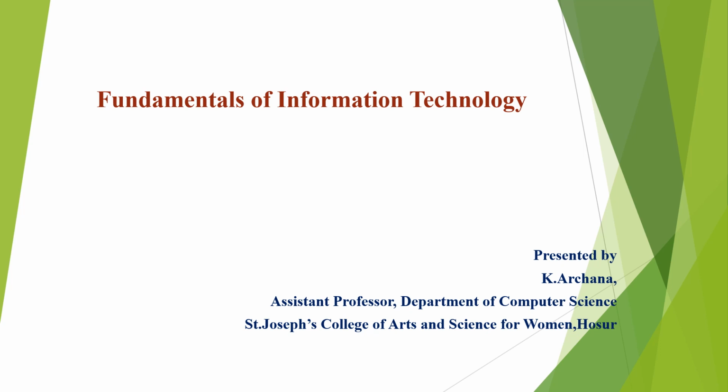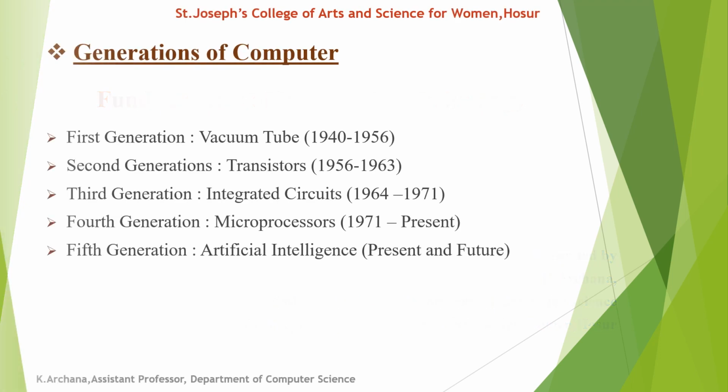Today we are going to see about generations of computer. There are five generations. First generation, vacuum tube, 1942 to 1956. Second generation, transistors, 1956 to 1963. Third generation, integrated circuit, 1964 to 1971. Fourth generation, microprocessors, 1971 to present. The last one is the fifth generation, AI. AI means artificial intelligence, present and future.